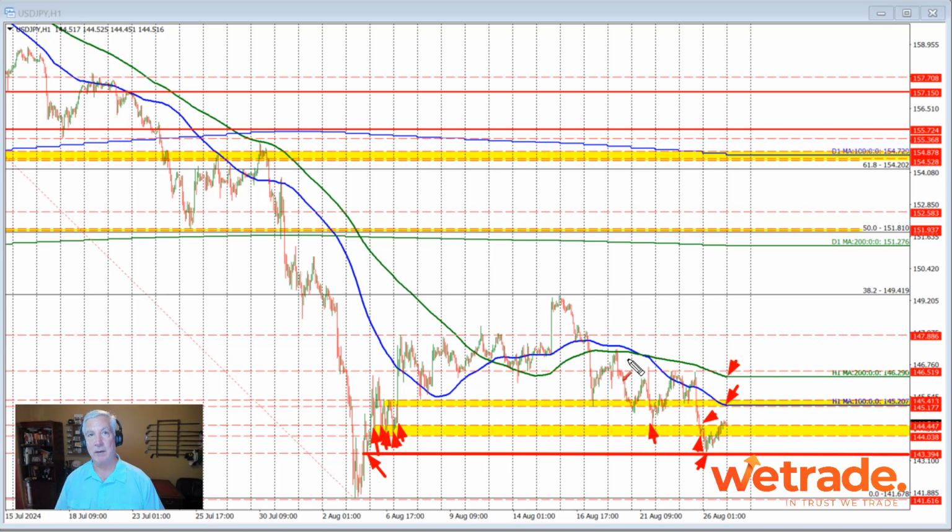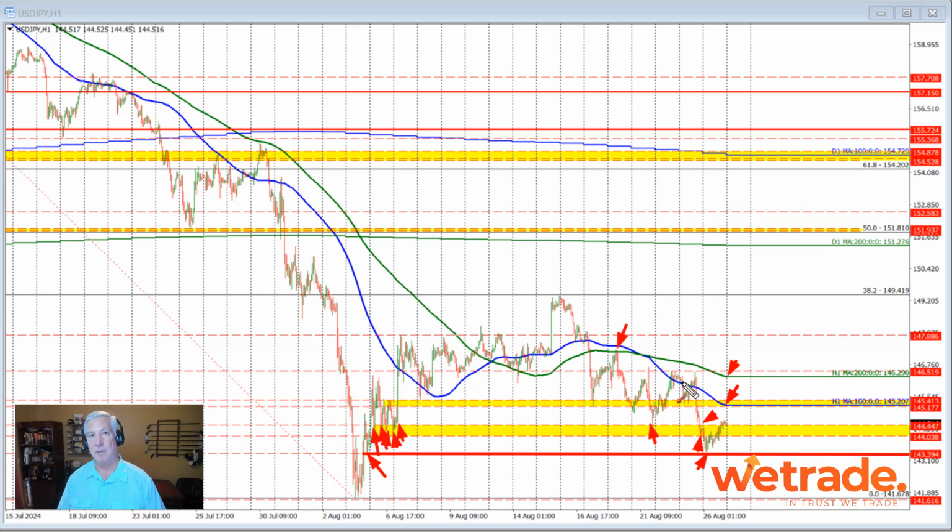Note that in last week's trading, we started off with the price below the 200-hour moving average, and we moved above it right here. This is on Monday of last week, but it fell short of the 100-hour moving average. Then further into the week on Thursday, the price was able to get above the 100-hour moving average, but could not get to the 200.